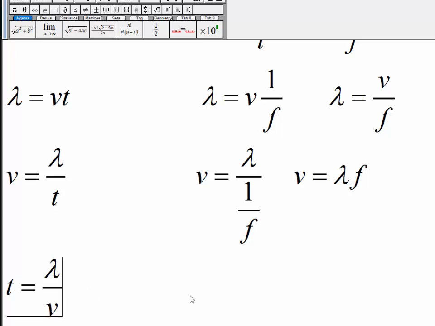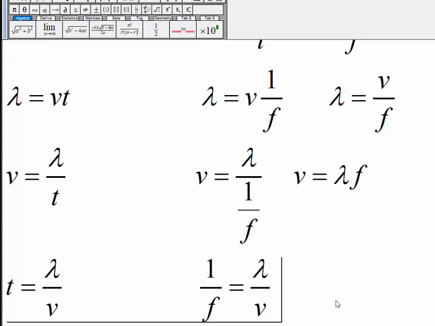And finally down here, time equals lambda over v, and we can replace time with 1 over f. But we don't want 1 over f isolated, we want f isolated. So we can flip this fraction upside down, provided that we flip the other side of the equation upside down. So this cleans up to frequency equals velocity over wavelength, lambda.